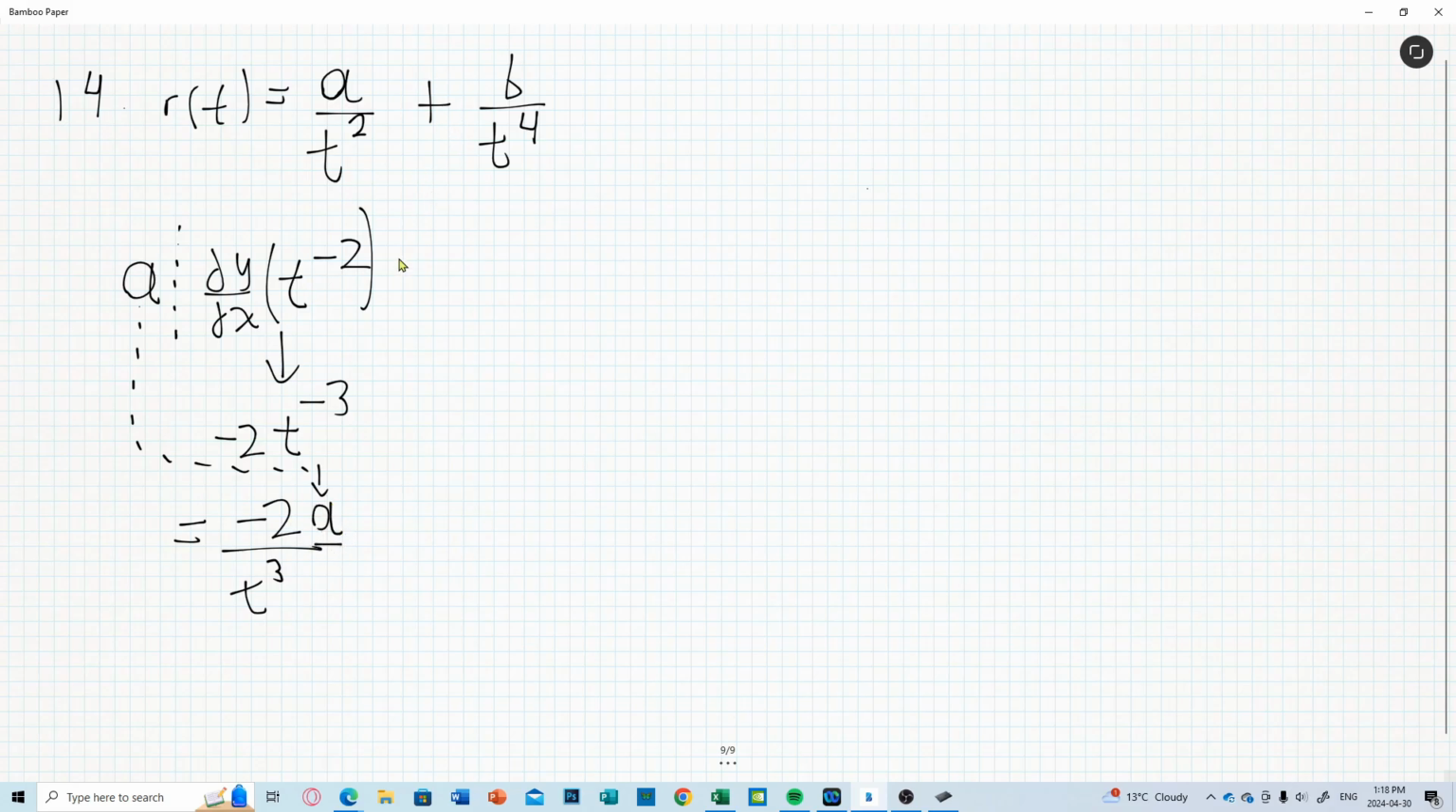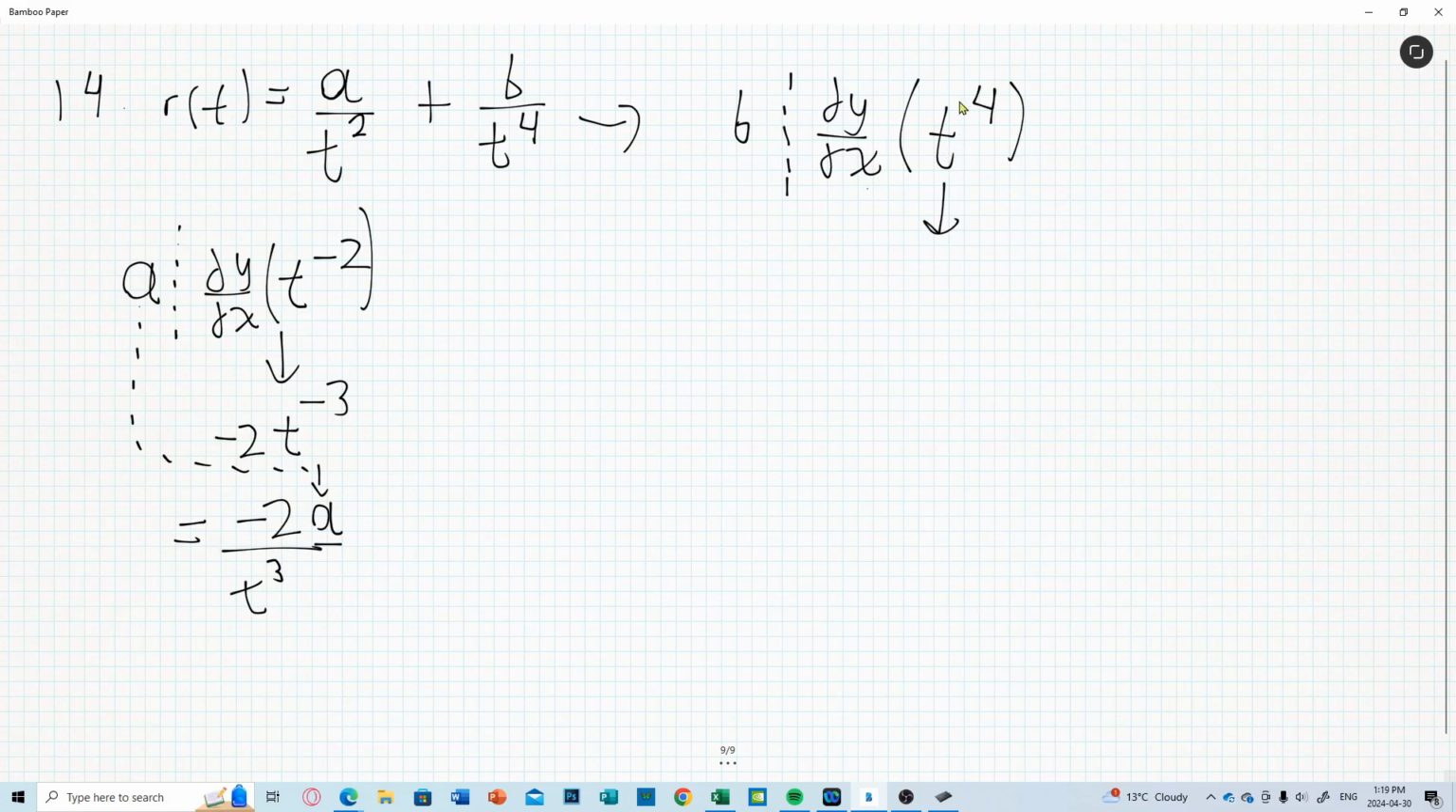And now, since it's all done, we can put the constant back in to make it negative 2a over t cubed. And we'll do the same thing for the second part of the question, where it will become b on the outside, and then dy over dx, because we're taking the derivative, or it should be t, but that's okay, of t to the negative 4.